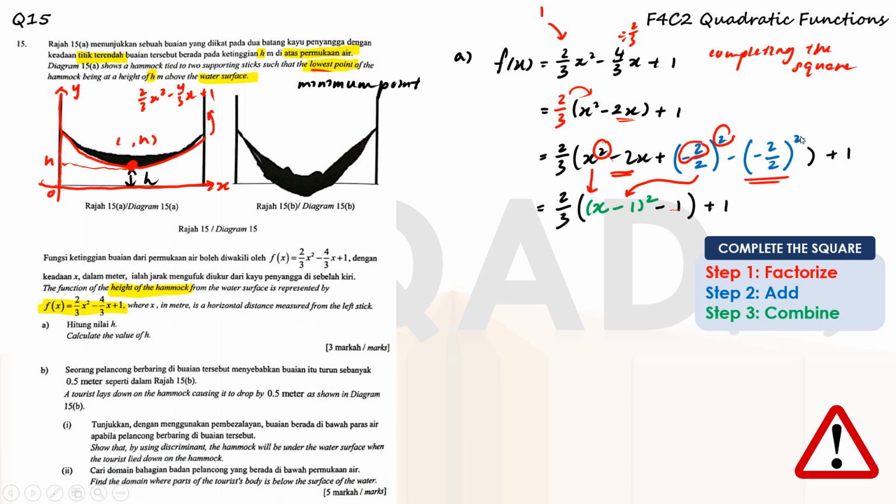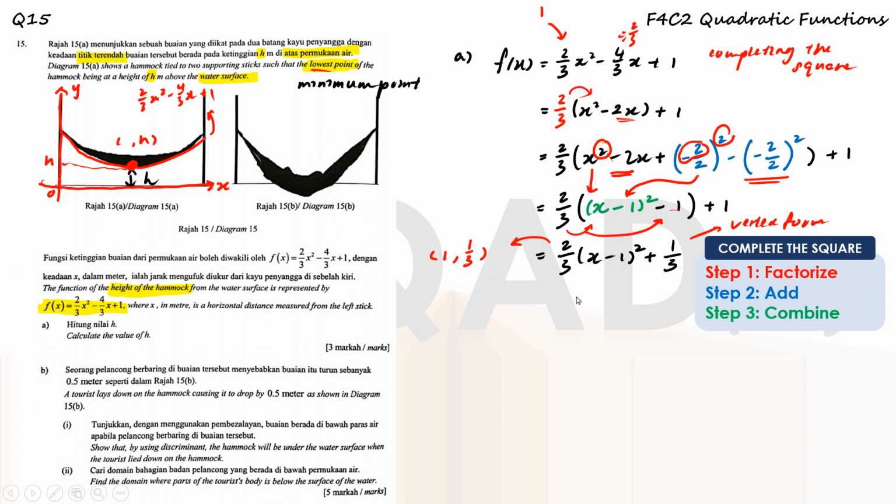So negative 1 we need to square, it will be 1. So here will be negative 1. Okay, and then we just multiply the value 2 over 3 inside these two values, and we will simplify and we will get this value. Okay, so this is actually known as the vertex form, which means it helps us to find the minimum or the maximum point of this equation. Sorry, the curve. So here the minimum point would be 1 over 3. So this means h is 1 over 3.